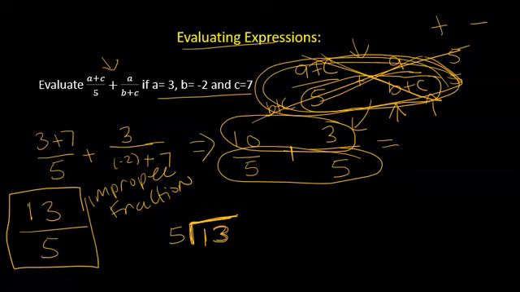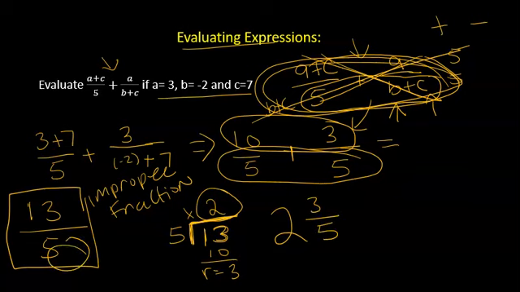How many times does 5 go into 13? It goes in twice. What is 2 times 5? 10. Remainder, 3. So you take the top number, and then you put the remainder next to it, and then the denominator is the same. Did you notice they're both 5 right here? The denominator is always going to be the same for mixed numbers and improper fractions.